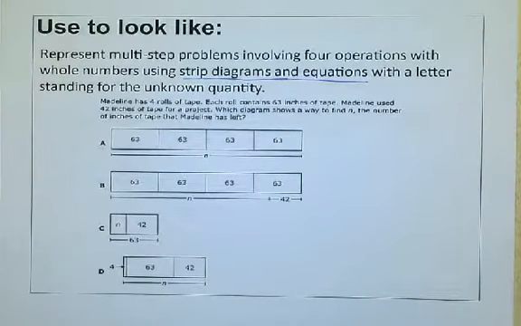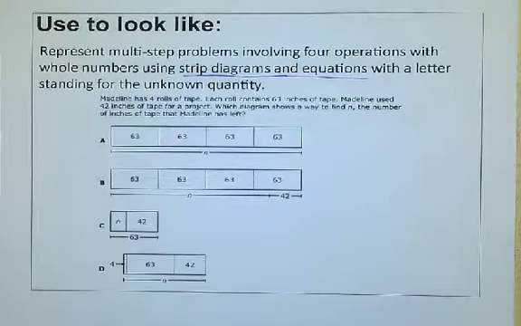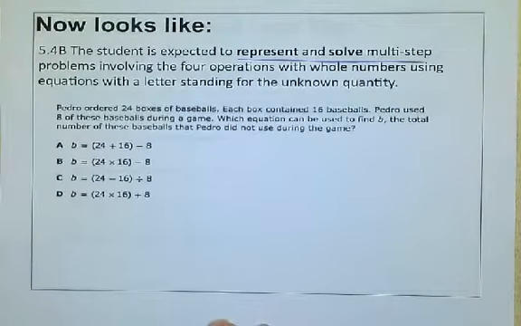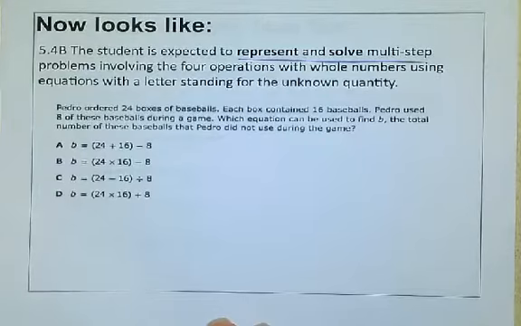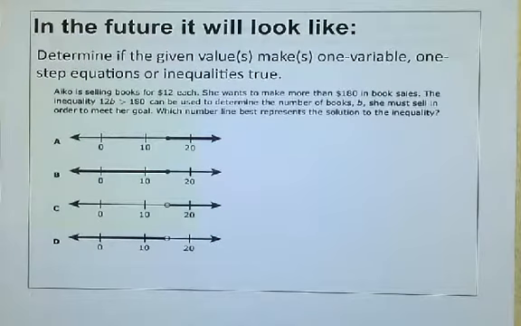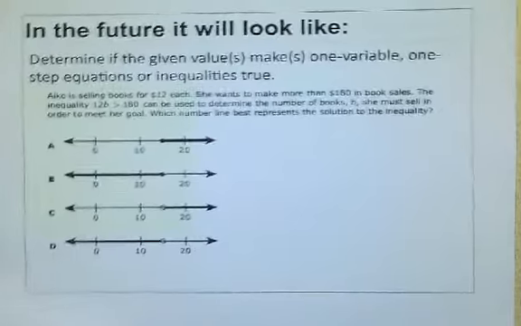In 4th grade, students were using strip diagrams and equations to represent multi-step problems. In 5th grade, they're now expected to represent and solve using the four different operations with a letter standing for the unknown quantity. In 6th grade, they will be solving one variable and one-step equations or inequalities.